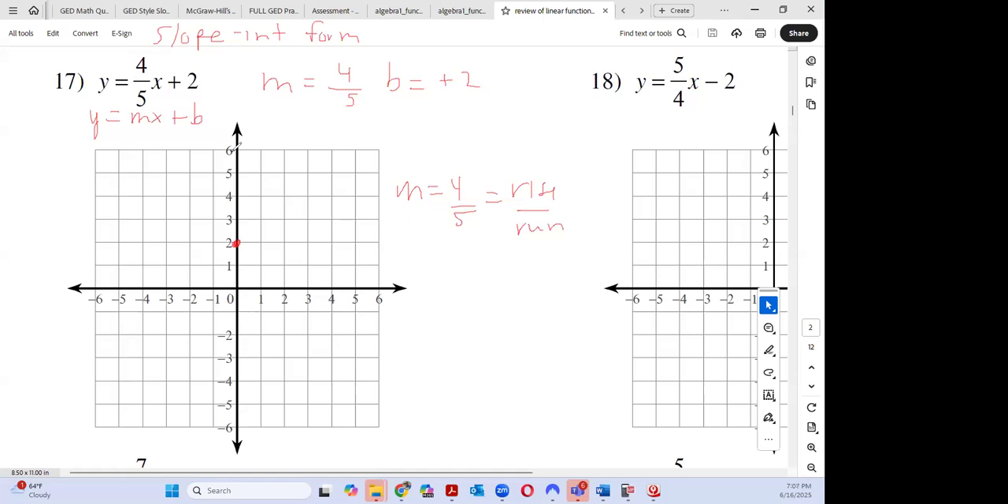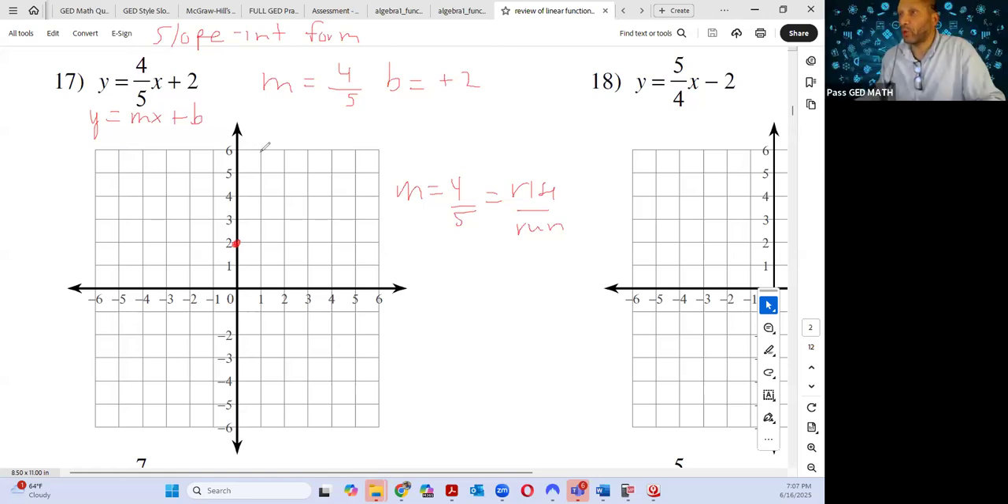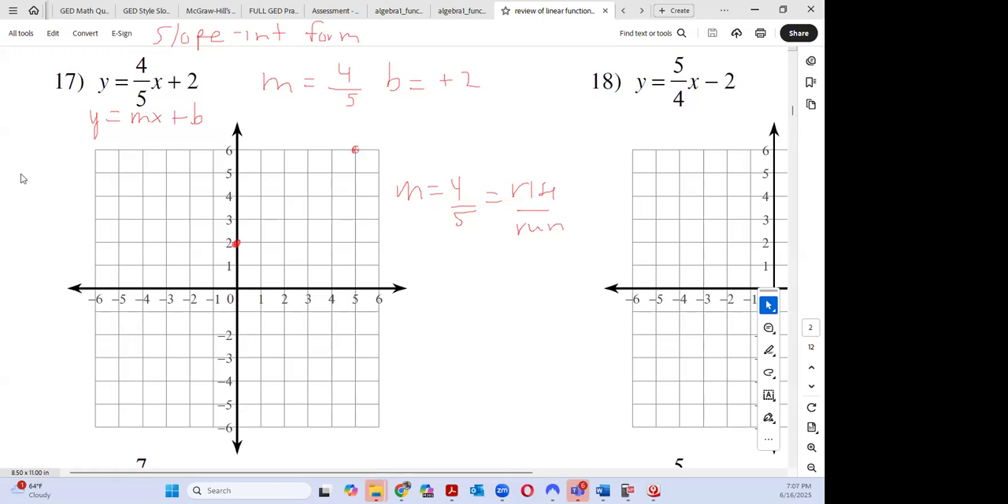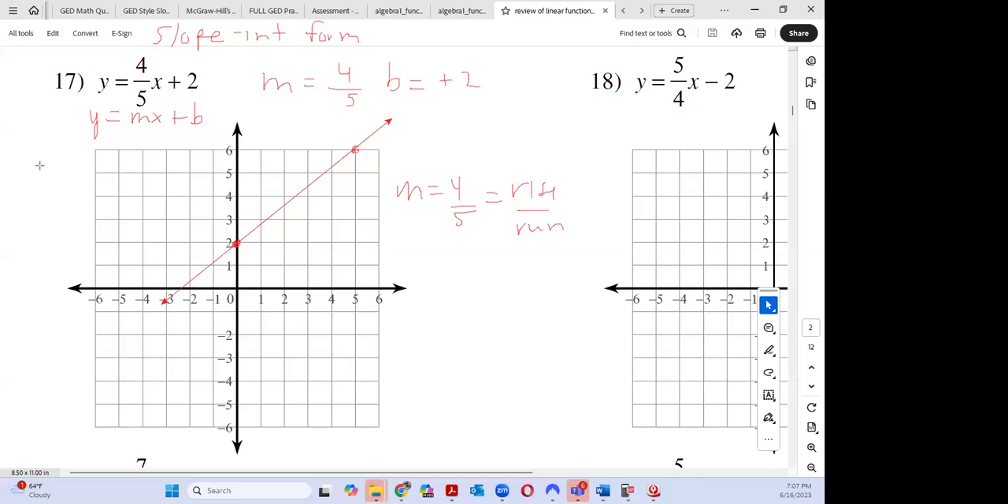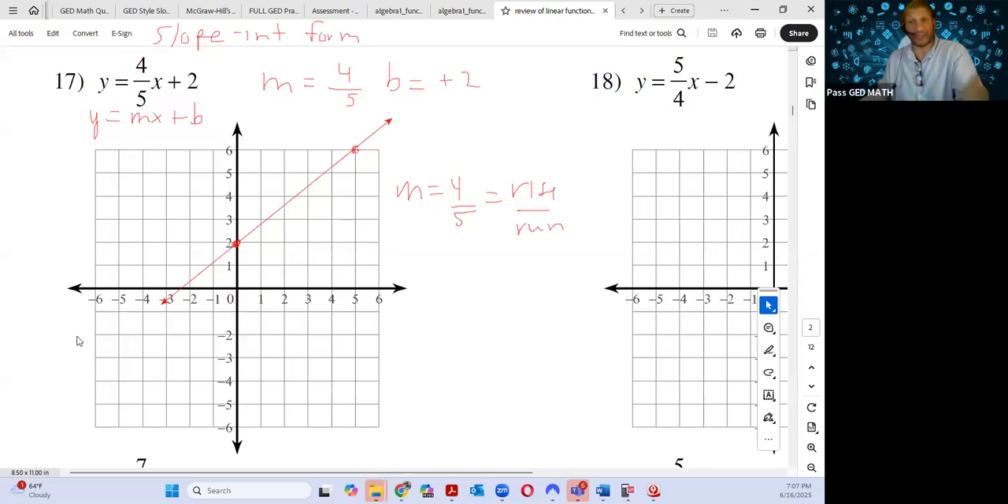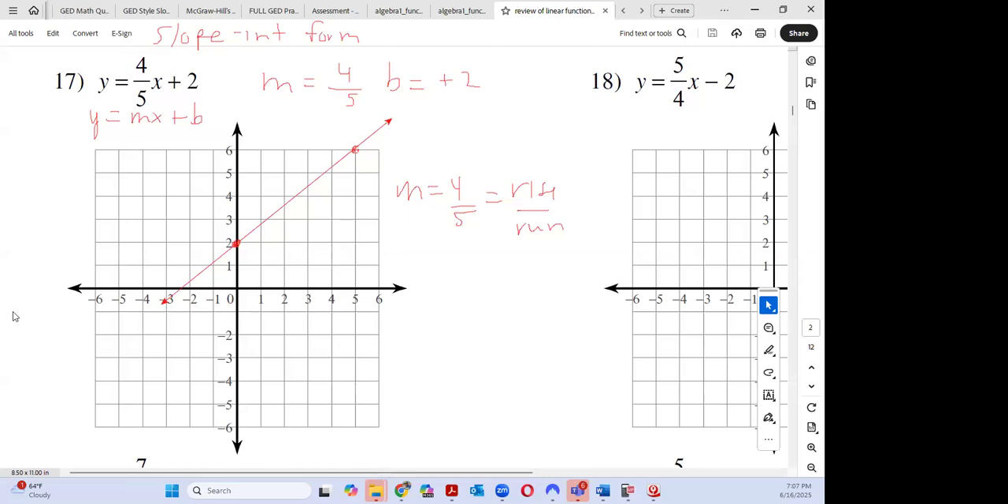Now, my run is what? 5. What direction am I going? Right. 1, 2, 3, 4, 5. I got my second point. How many points do I need to draw a line? 2. Do I have 2? Yes. There we go. That's how you graph. But you have to know the slope and the y-intercept.